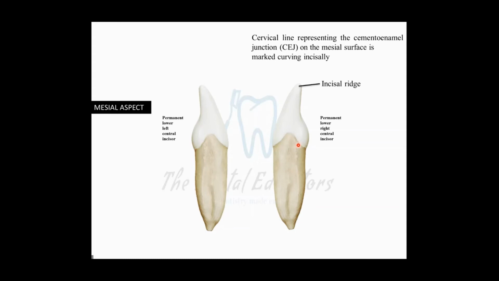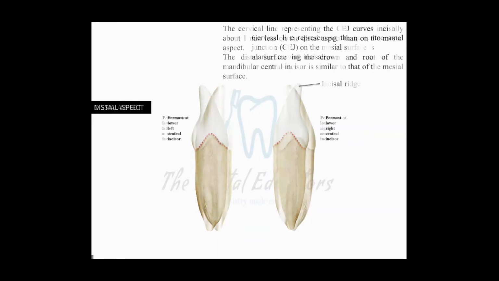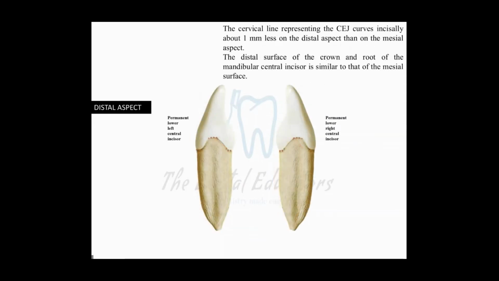So when you see through the animations, you can see it's more curved towards the incisal aspect. The cervical line curvature is more towards the incisal ridge for both of the mandibular central incisors. It's curving towards the incisal ridge area.